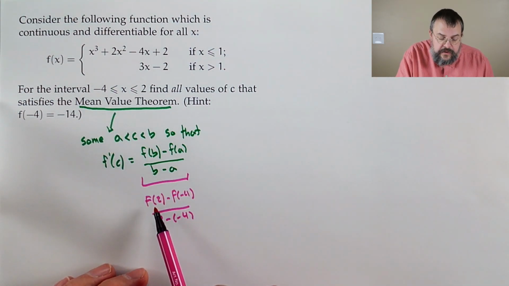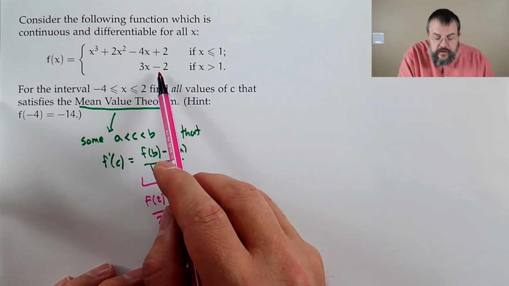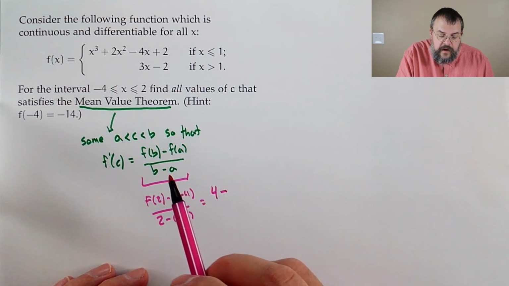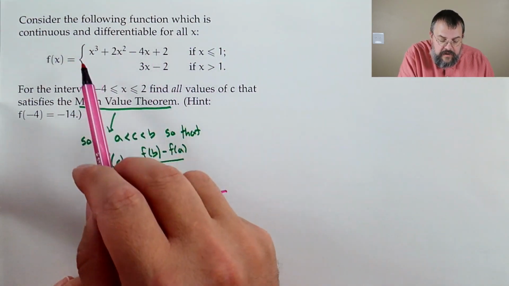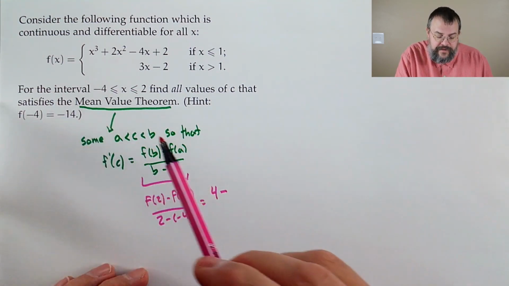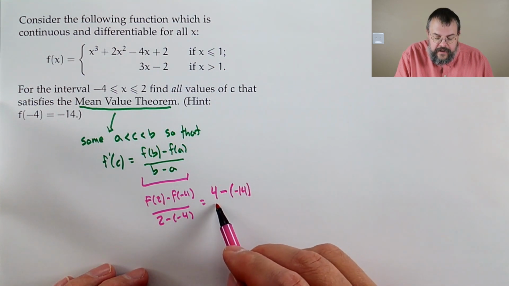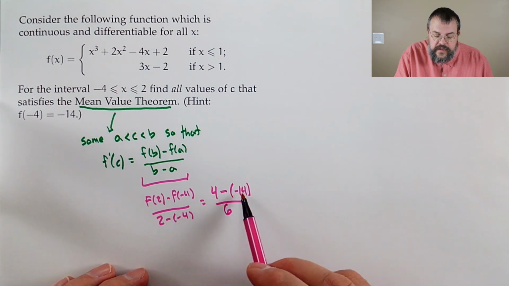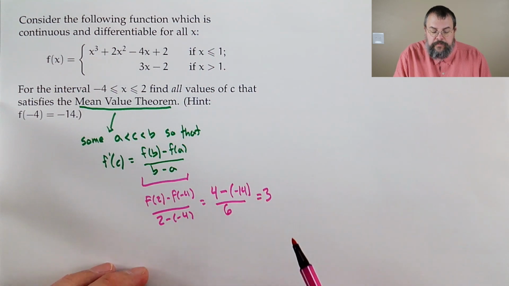Now for our function at 2, we would plug it in here. 3 times 2, 6, minus 2 would be 4. So that would be 4. Subtract our function at -4. So -4 is below 1, so you use that piece. It looks kind of bad, but good news. We know what f of -4 is. They told us. It's -14. Hey, we'll take it. All right. Downstairs, 2 minus -4. Well, that's 6. Upstairs is 18. 18 over 6 is 3.